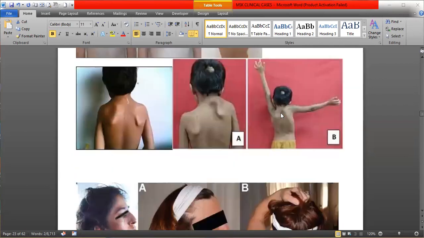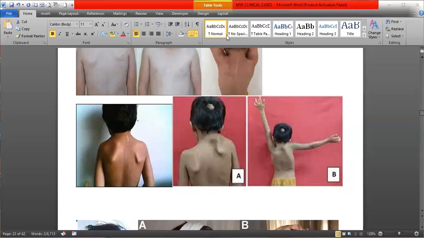And here, what is this case? This is also given in one of the exams. This child. What is this case? Scapulohumeral dystrophy, is it?